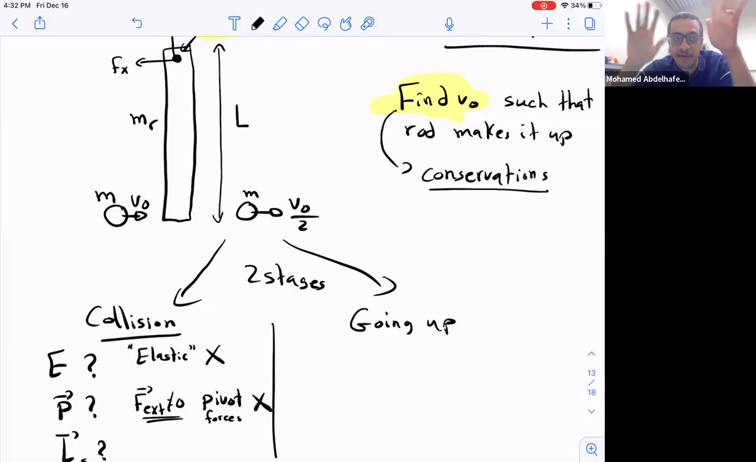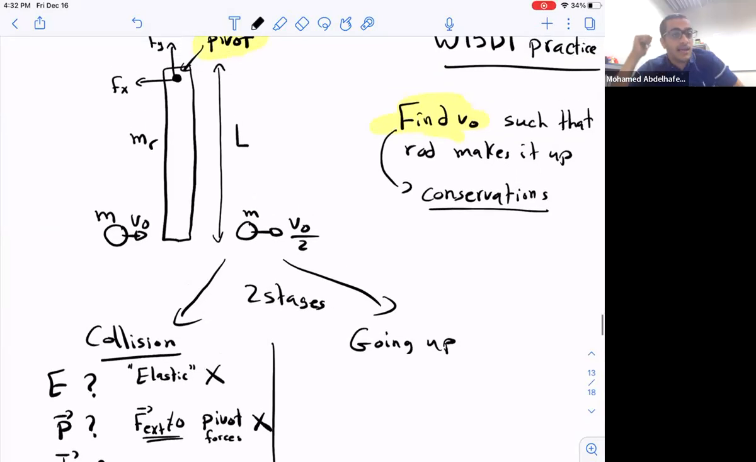So momentum was fine because there are no external forces. Here we have a pivot, there are external forces. So momentum is not conserved. In the P-set problem where everything was conserved, it said elastic. The question specifically said this is elastic. That's why you also said energy is conserved. Here it doesn't say elastic, so energy is not conserved. So be careful, okay? Elastic or inelastic? Pivot or no pivot? Pivot forces means momentum is violated, okay?